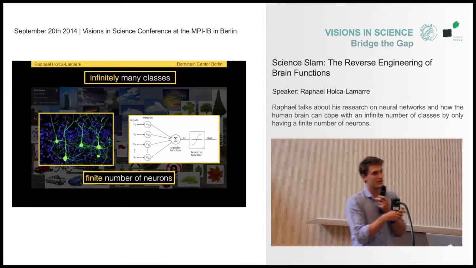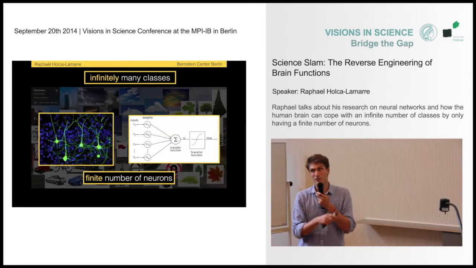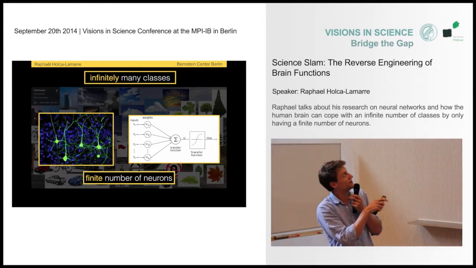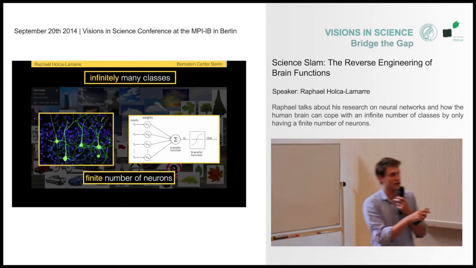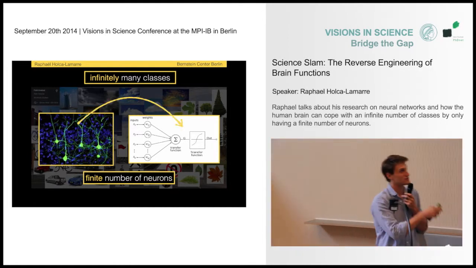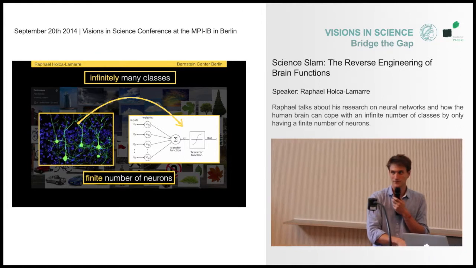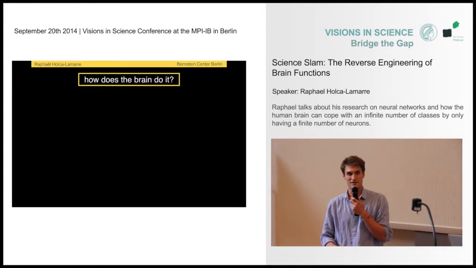Yet, our brain and our algorithms are made of a finite number of neurons. And so this is the question I'm working on. How can you address or deal with infinitely many classes with a finite number of neurons? And specifically, I'm interested in how we can improve our algorithms by understanding how the brain does things. So let's look at how the brain does it.